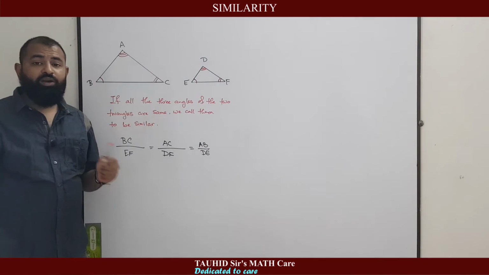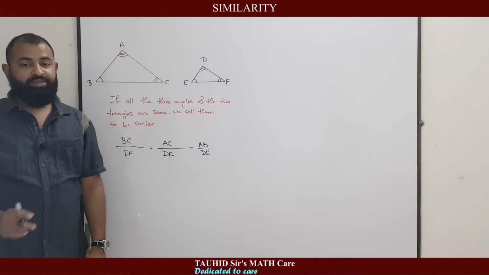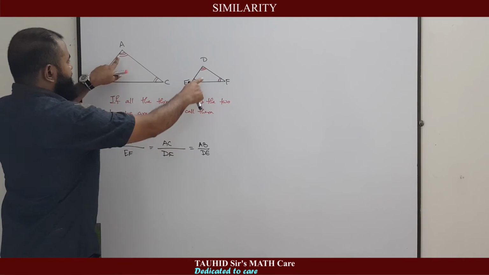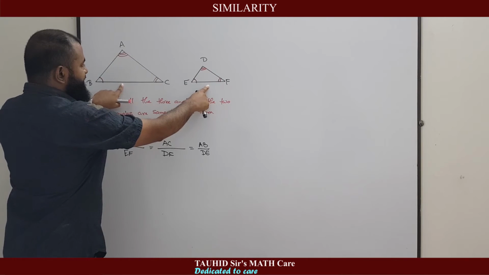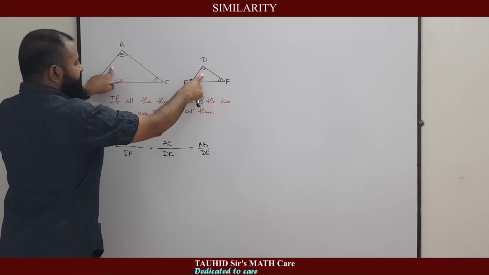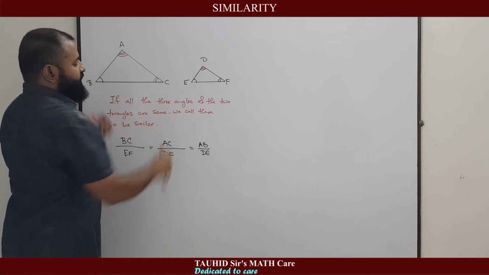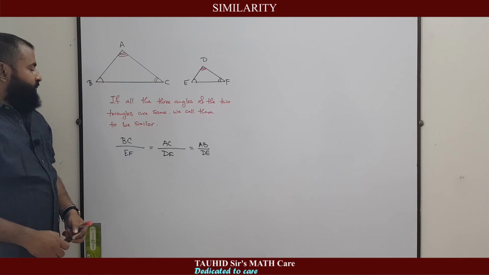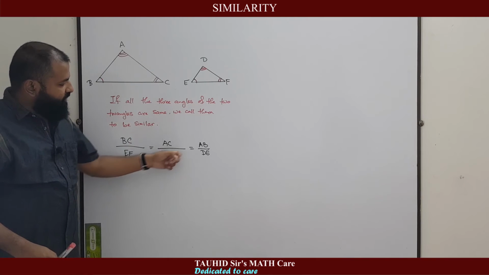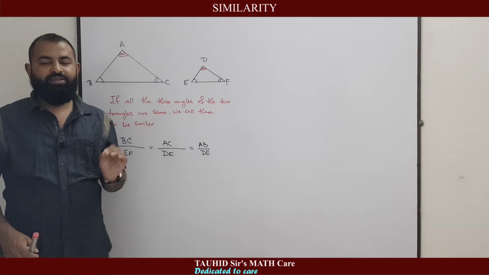BC and EF are corresponding sides. AC and DF are corresponding sides. AB and DE are corresponding sides. Which sides are corresponding sides? The sides opposite to the equal angles. Opposite to this angle, BC and EF are corresponding sides. Opposite to this angle, AB and DE are corresponding sides. Opposite to the same angle B and E, AC and DF are corresponding sides. So the thing I said a moment ago, BC divided by EF, AC divided by DF, AB divided by DE, they all are equal. That means the ratio of the corresponding sides are equal.